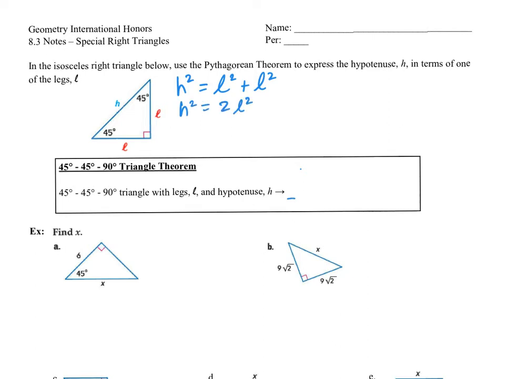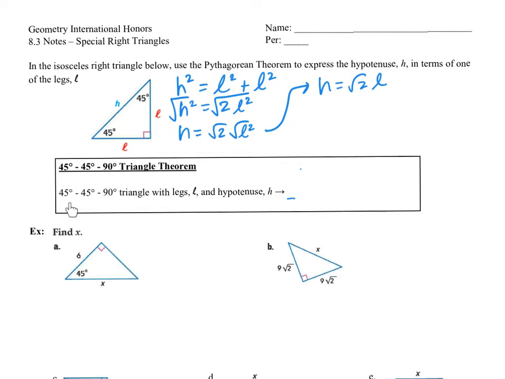Now I'm trying to express h in terms of l, so I need to solve for h. Right now, h is being squared, so to undo that, we take the square root of both sides. So we get that h is equal to, I'm going to break this up, the square root of 2 times the square root of l squared. Remember, we just talked about this, the square root of l squared would just be l. So I'm going to rewrite this as h is equal to the square root of 2 times l. So what we have done is use the Pythagorean theorem to derive our first theorem for the day. It's called the 45-45-90 triangle theorem.